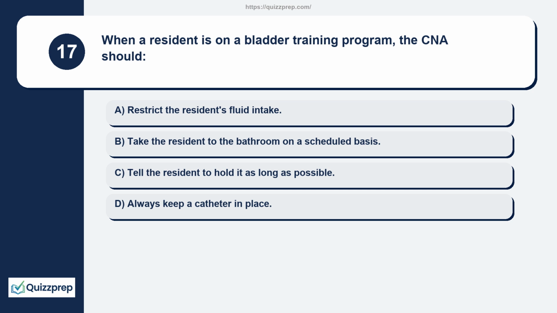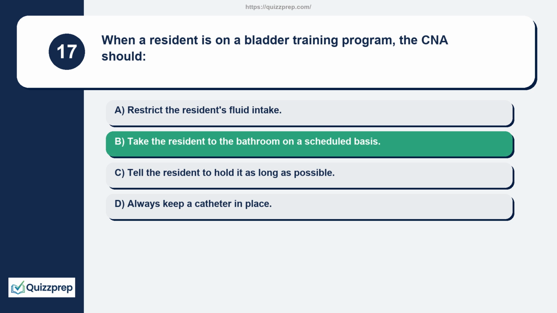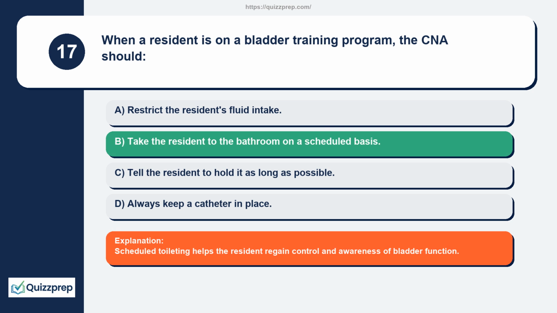Question 17. When a resident is on a bladder training program, the CNA should restrict the resident's fluid intake. Take the resident to the bathroom on a scheduled basis. Tell the resident to hold it as long as possible. Always keep a catheter in place. Scheduled toileting helps the resident regain control and awareness of bladder function.